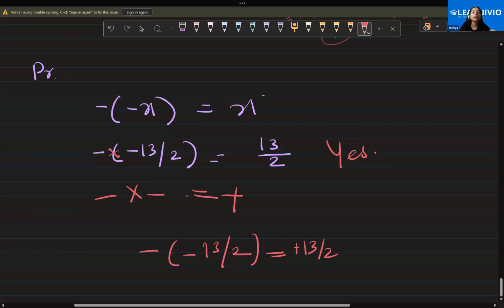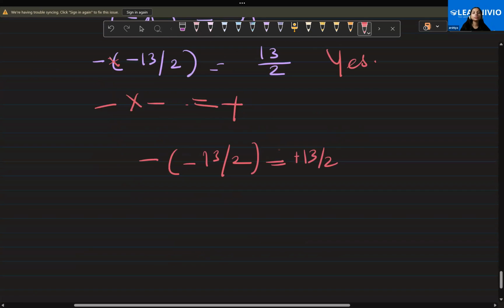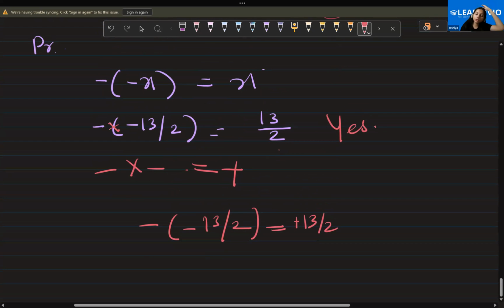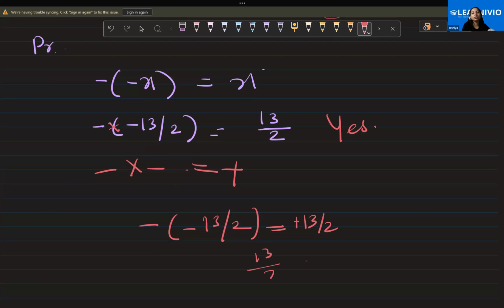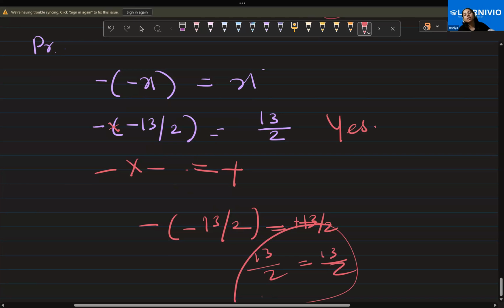Yes, ma'am. We did the same question in school also. Yeah, it's from the book, from the NCERT. So is it clear? This might look difficult, but you just have to remove the bracket and write 13 by 2 is equal to 13 by 2. And the concept behind this is that we multiply two negative signs and we get a positive sign. Is this clear?